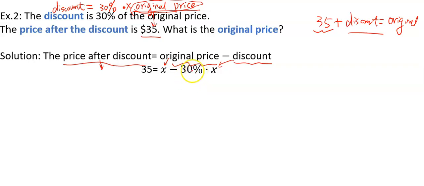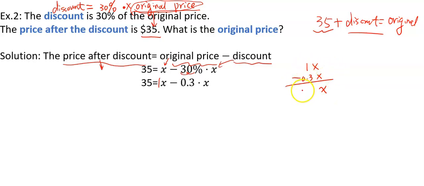So first of all, whenever we see percent, we want to convert to decimal. So 30%, move two places to the left, so we got 0.3. Now we're going to combine. Again, we have two ways. You either keep all the decimals, or you can multiply by 10 to get rid of decimals, so it's up to you. If you keep the decimal, the number in front of x is 1, so we're doing 1x minus 0.3x.